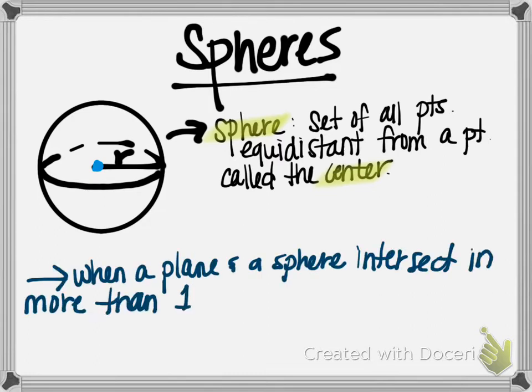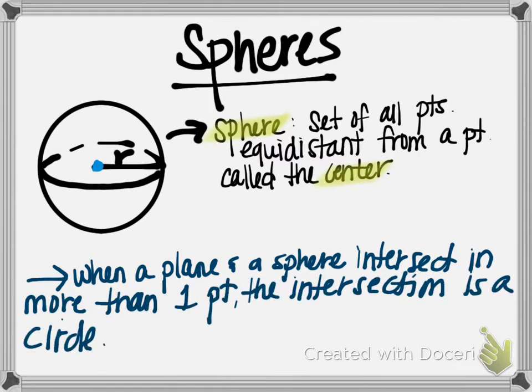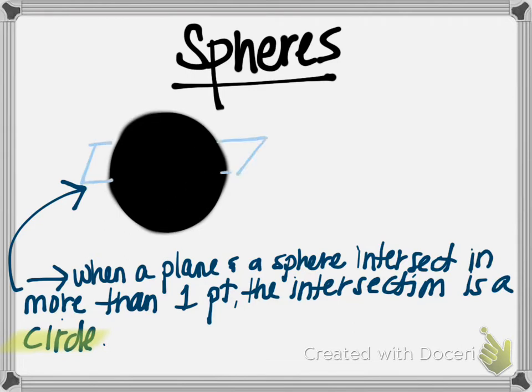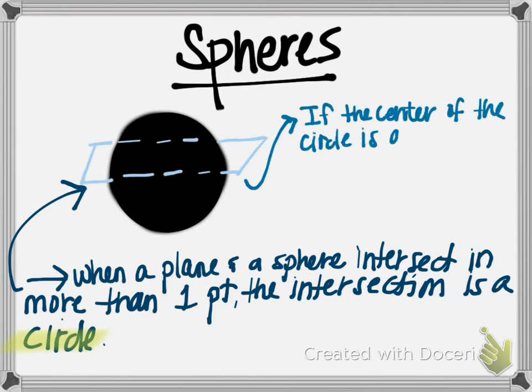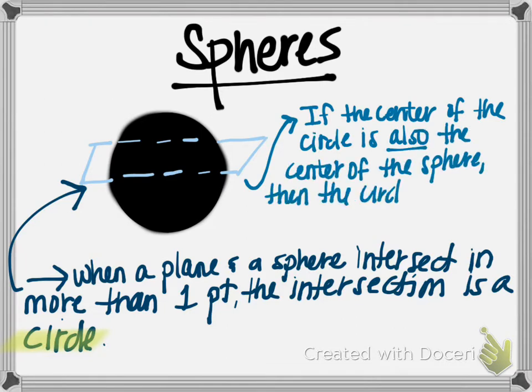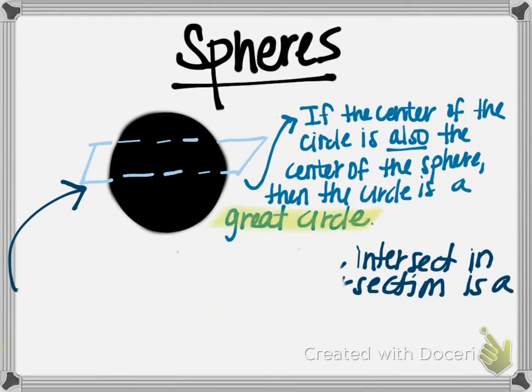Okay, more words that we need to talk about. When a plane and a sphere intersect in more than one point, the intersection is a circle. So in other words, if you were to take a cross-section of this sphere and open it up and look at it, it would be a circle. So I'm going to draw a picture that kind of looks like that. There's a solid sphere, and I drew a plane that's intersecting this sphere. So if I were to cut there and open it up, it would look like a circle.